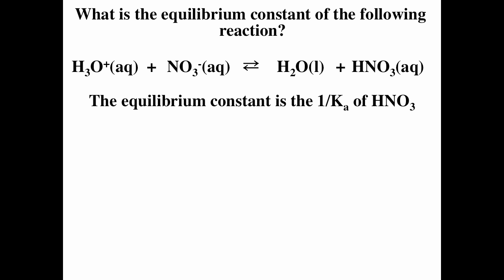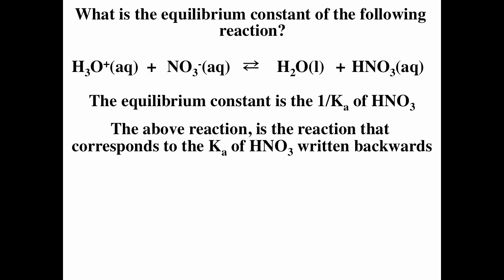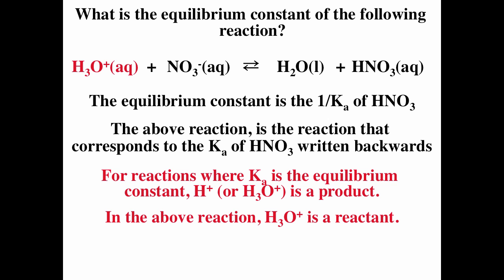And then if we look on the other side, we see we have the nitric acid. And so the equilibrium constant for that reaction is going to be 1 over Ka of nitric acid. And so all this is the reaction corresponding to Ka of nitric acid written backwards. And again, if you switch products and reactants, you take the inverse.